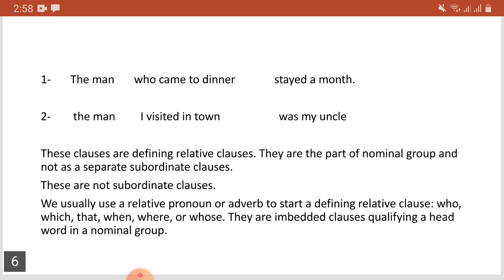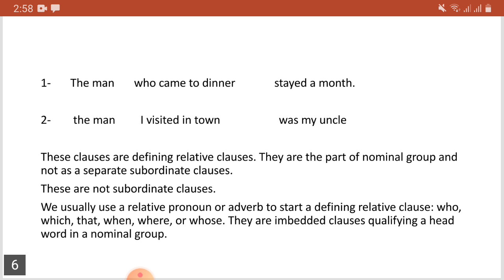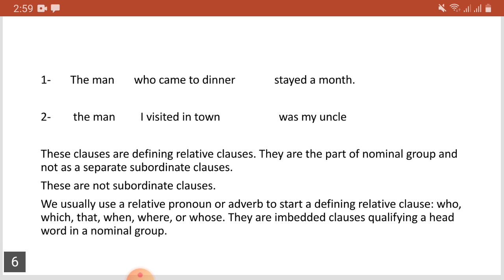The important thing is that they are not subordinate clauses. So we can say the defining relative clauses are not subordinate clauses, and the non-defining relative clauses are the dependent clauses. These are the differences.